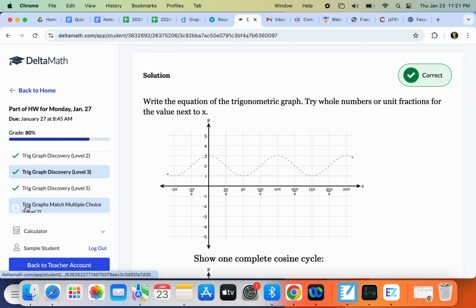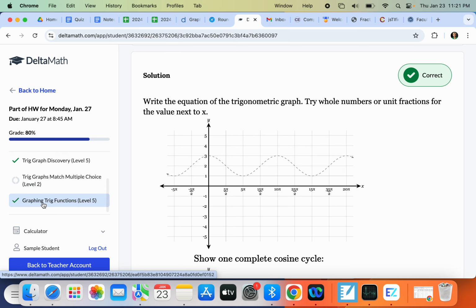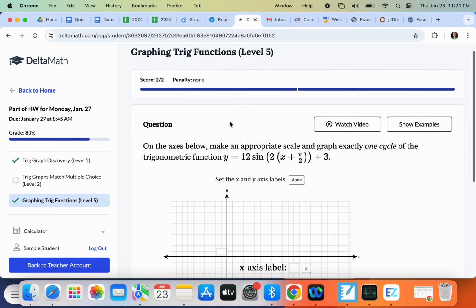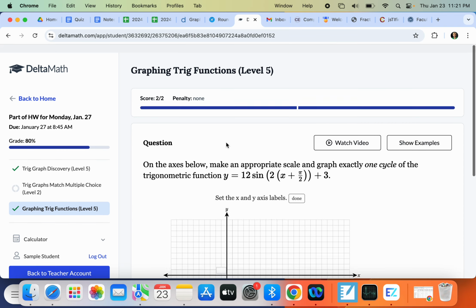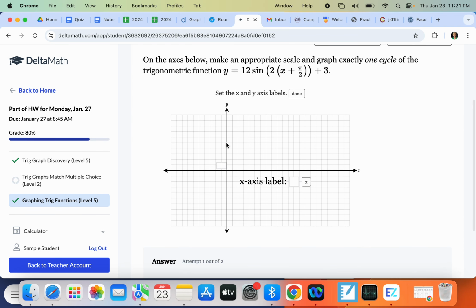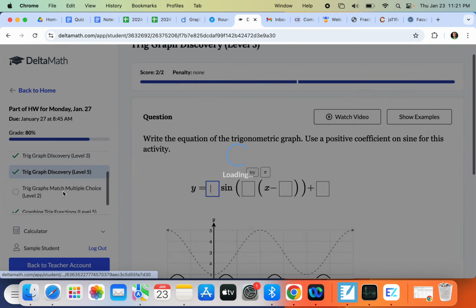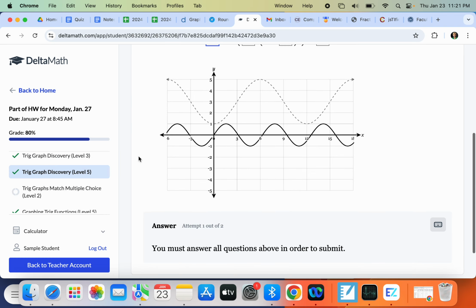Right, and then the other one, let's do this one. This is the hardest. So let's see. Or maybe this is the one I wanted to. Okay, that's the one I wanted to do before I do the other one.